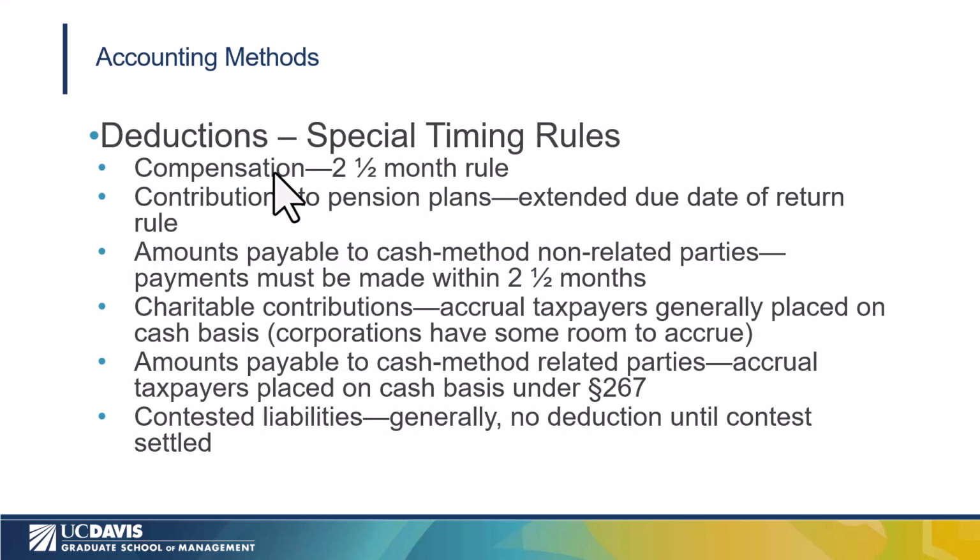So there are some special timing rules that I want to cover as well. The one that you see the most is based on compensation. So I can accrue compensation to my employees and I can deduct it if I pay them within 2.5 months. So just to be clear, 2.5 months is not February 15th, right? That's 1.5 months. 2.5 months is March 15th.